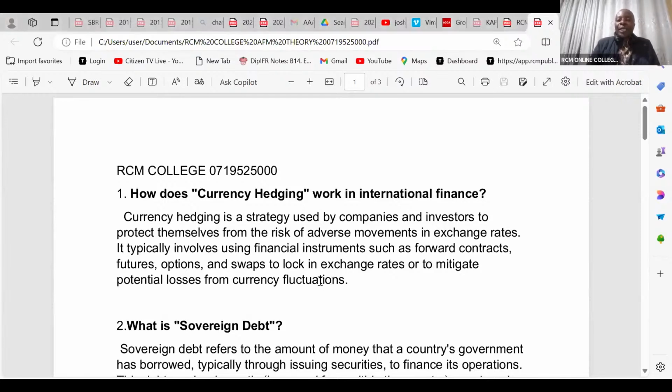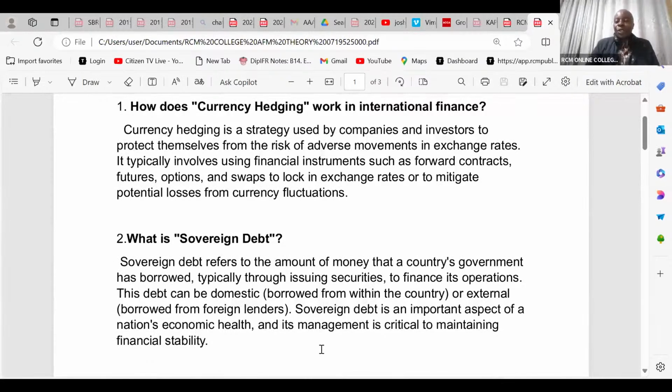So what is a sovereign debt? Of course, Kenya is an independent country, so it can own assets in its name and it can borrow in its name. A sovereign debt refers to the amount of money that a country's government has borrowed, typically through issuance of securities to finance its operations. This debt can be domestic, borrowed from within the country, the one that we borrow by using our bonds. We float bonds and treasury bills in the market here. Or external, borrowed from foreign lenders.